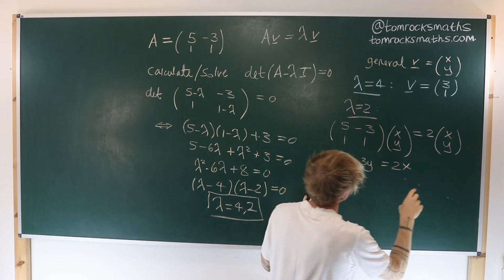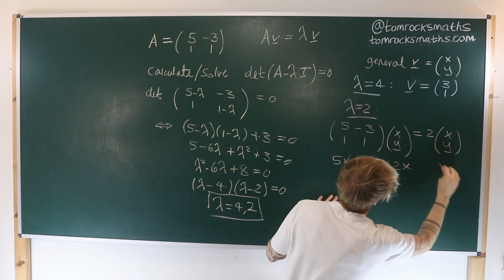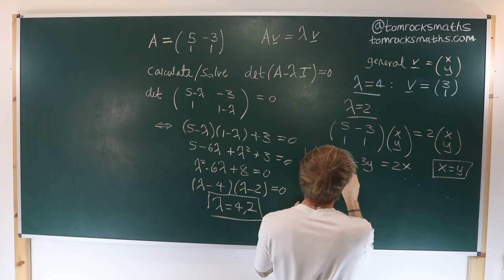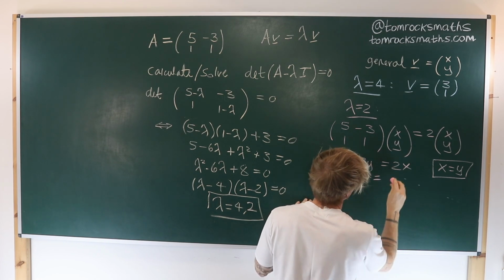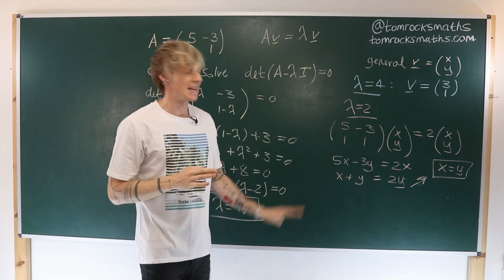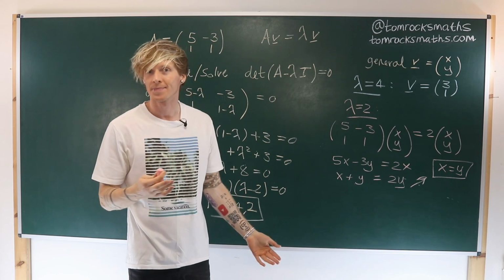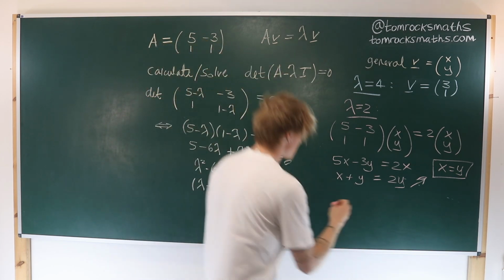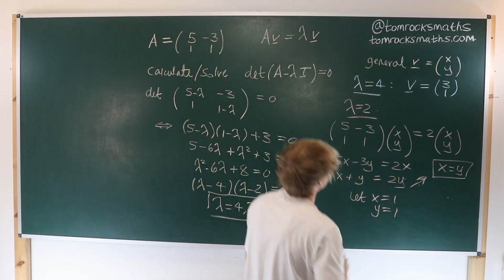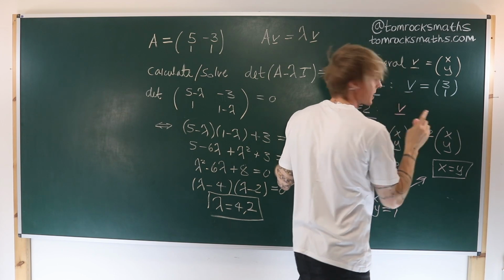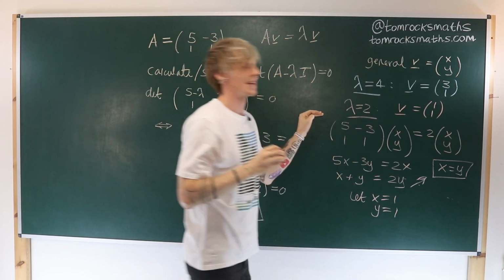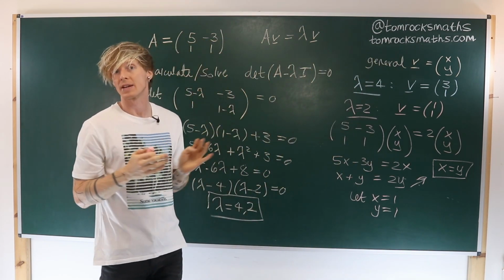So I can immediately see that's going to tell me that x is equal to y. And the second one tells me that x plus y has to be equal to 2y, which also, when you subtract y from both sides, gives me that x is equal to y. So we can pick any value, we keep things simple, we say let x equal 1, then y is also 1. So our eigenvector for the eigenvalue of 2 is given by (1, 1). So it's a line with a 45-degree angle.